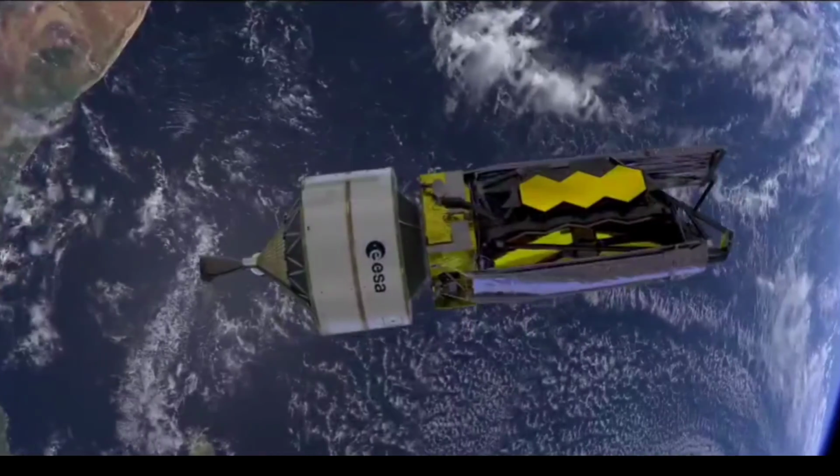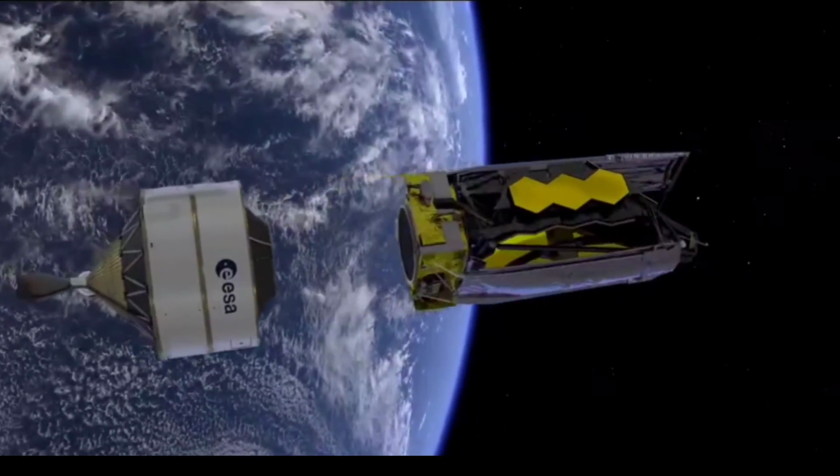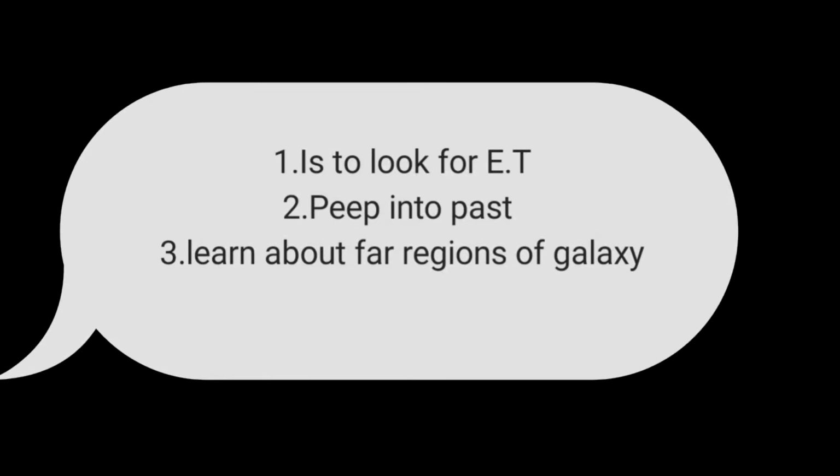The Webb telescope was designed to probe a crucial stretch of early cosmic history known as the Dark Ages. Some of its main missions are to look for extraterrestrials/aliens and peep into the past. This is one of the most important of them. And learn about the regions of galaxies beyond Neptune, which Hubble telescope couldn't.